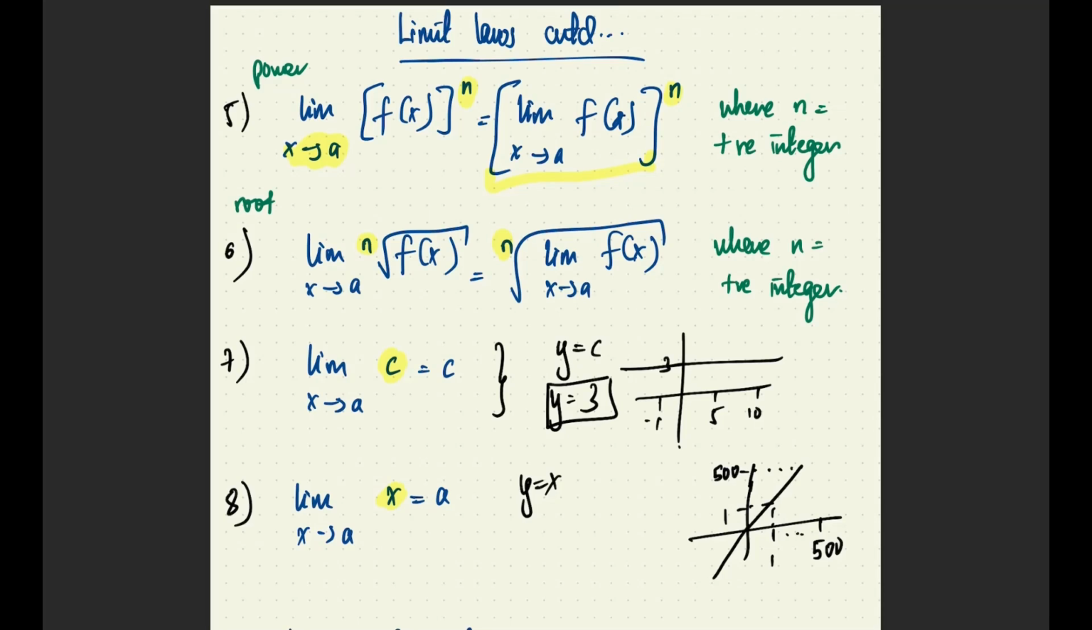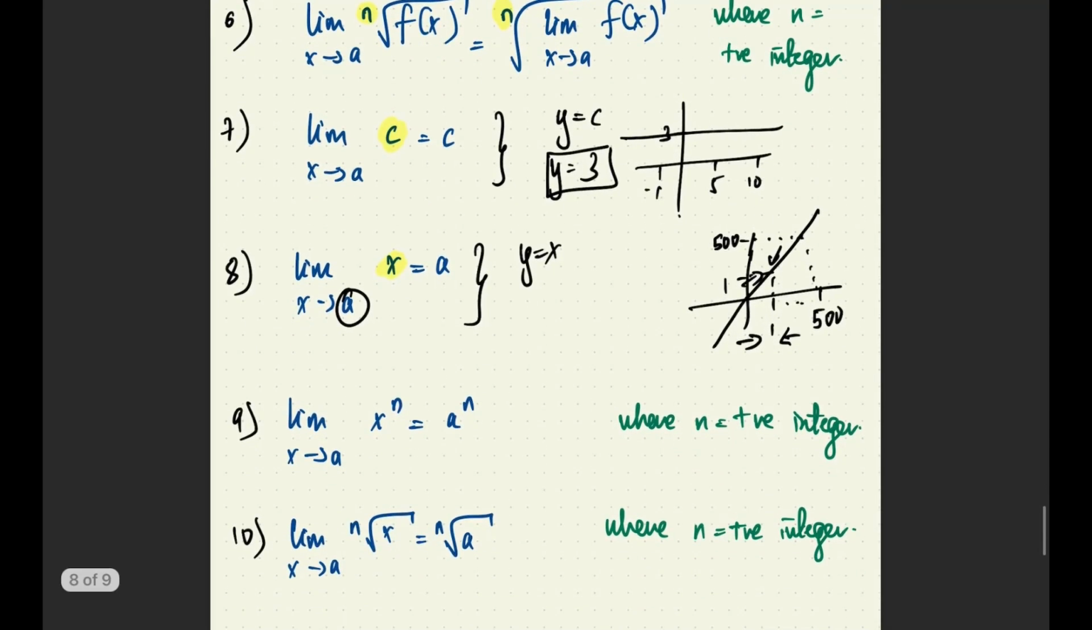Okay, so in this case, when x approaches a particular number a, the y value is going to be approaching the same number, right? So for example, when x approaches this 1 from right or left, the y value is also going to be approaching 1, right? Because the graph is y equal to x. So that explains this law.